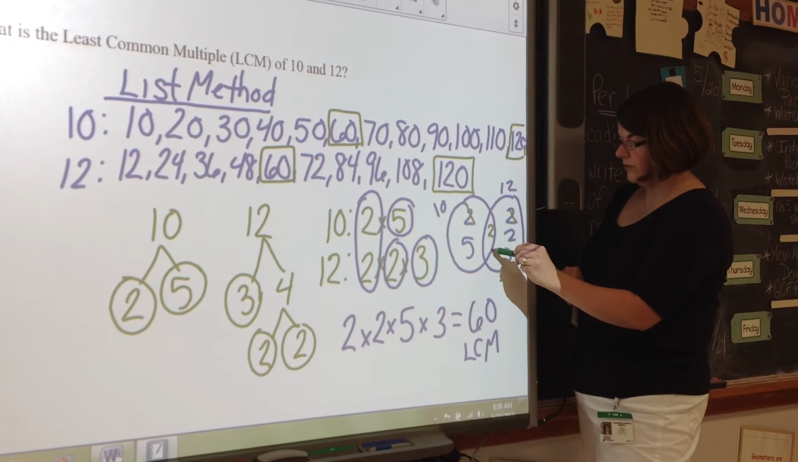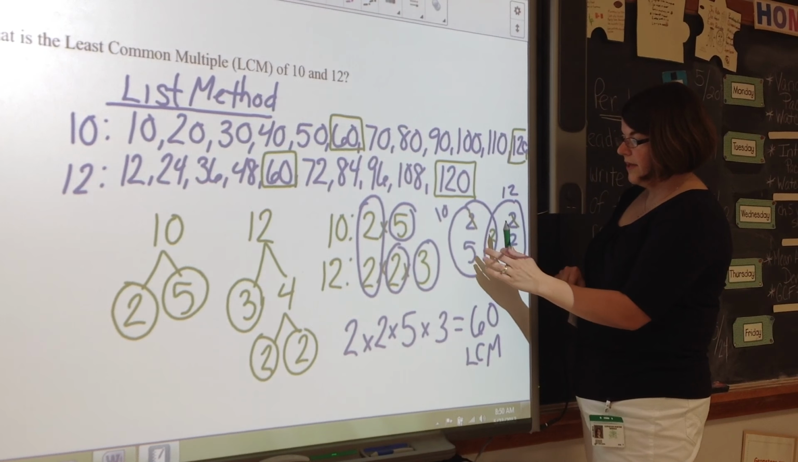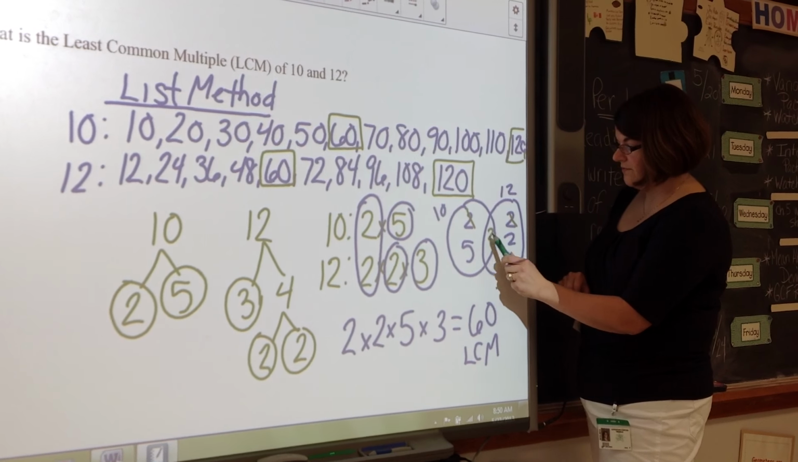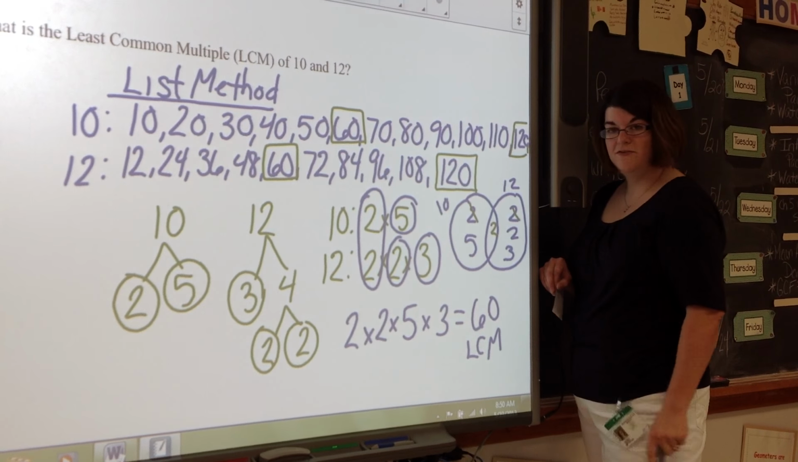The GCF, you would only take the ones that are in the center here. With LCM, you take everybody who's left, everybody that you didn't cross off. So 5 times 2 times 2 times 3. And it gives you 60 again.